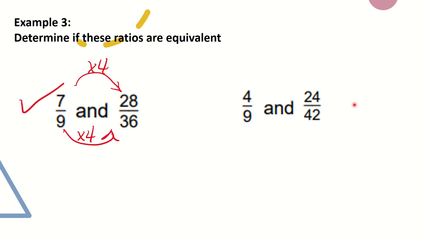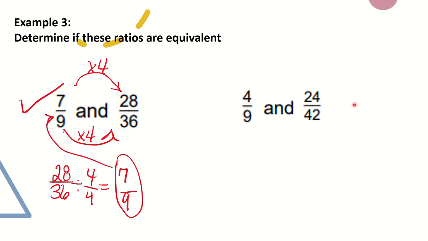Let's see if we can also practice the reduce down way and see if we get the same exact thing. So since we already know that my common number is 4, I can go 28, 36, and divide by 4. In this case, 28 divided by 4, I get 7. 36 divided by 4, I get 9. So this is telling me this is exactly equivalent to my above number.